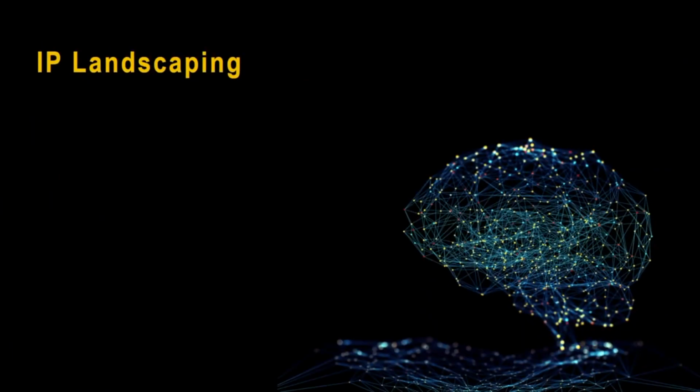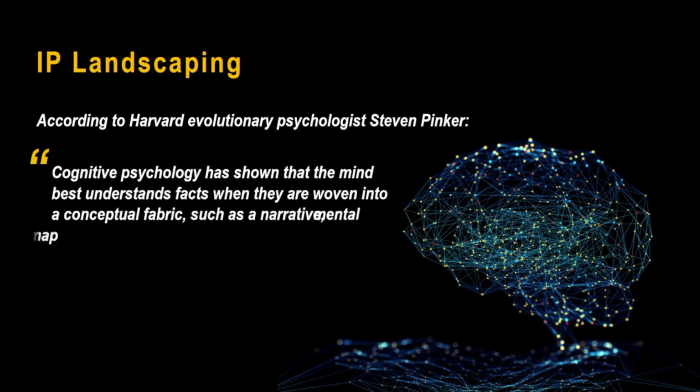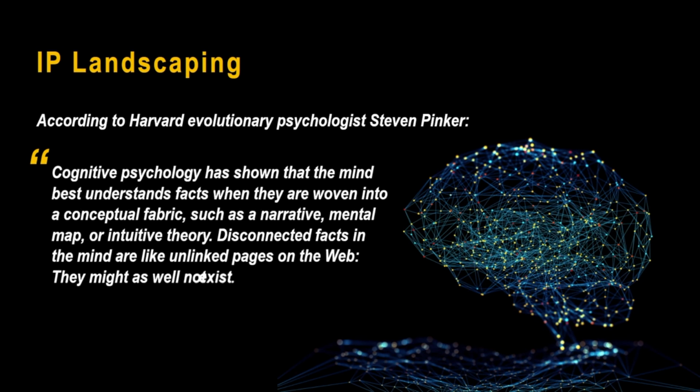Now, dear learners, let us move forward and understand what is intellectual property landscaping, or what we call IP landscaping. According to Harvard evolutionary psychologist Steven Pinker, cognitive psychology has shown that the mind best understands facts when they are woven into a conceptual fabric such as narrative, mental map or intuitive theory. Now, disconnected facts in the mind are like unlinked pages on the web. They might as well not exist.